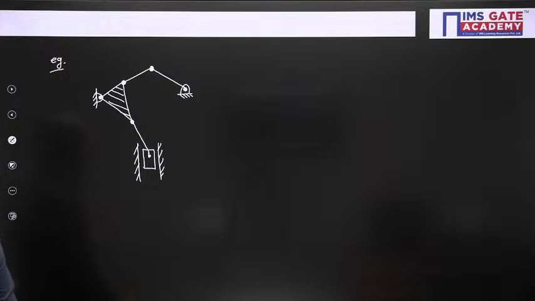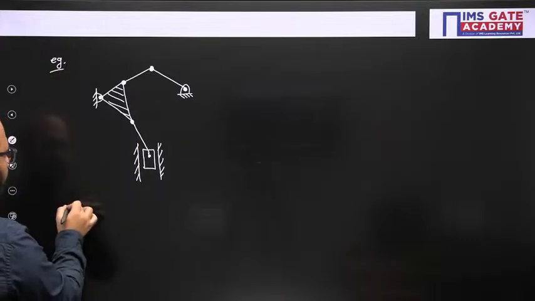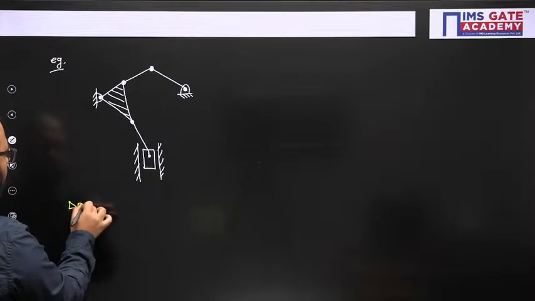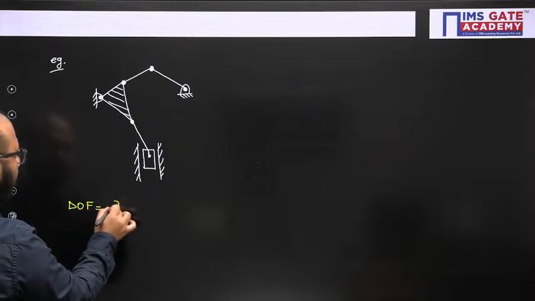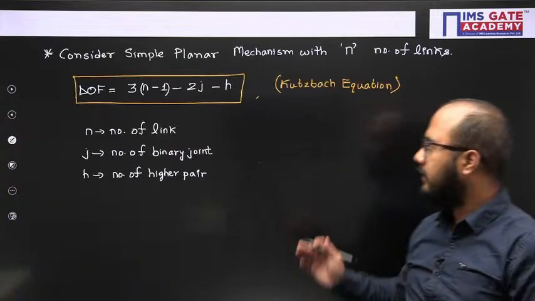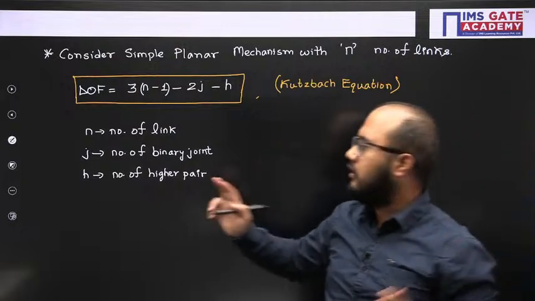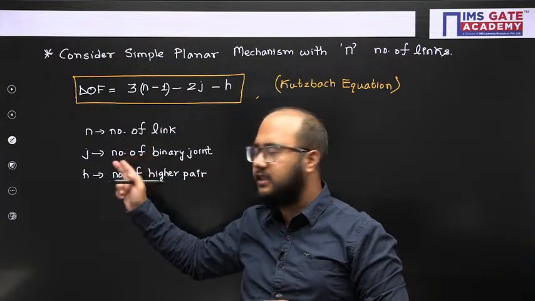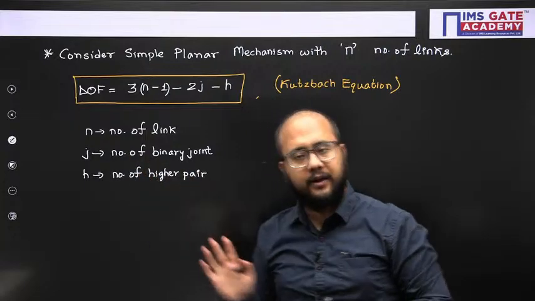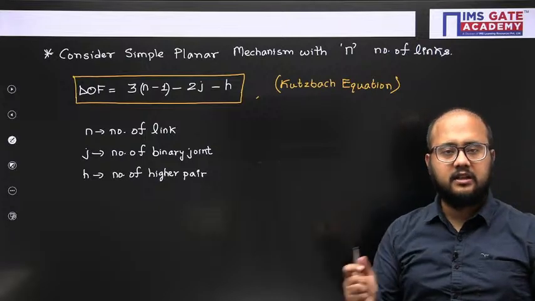Is it clear, everyone? So this is the mechanism. In this mechanism, we need to find out the degree of freedom. So we have a direct formula. This is the formula we are having. In order to use this formula, first of all, we need to mention the number of links, number of binary joints, and number of higher pairs. One by one, we will calculate all these values N, J, and H.